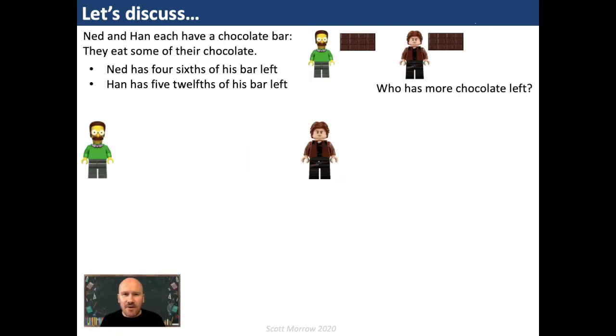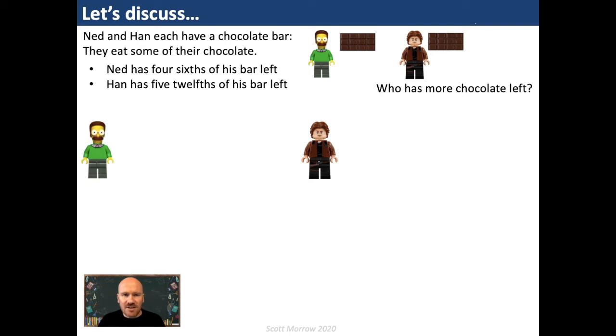Let's discuss that third problem. Ned and Han each have a bar of chocolate. They eat some of their chocolate, and Ned has 4/6 of his bar left. Han has 5/12 of his bar left. Who has more chocolate left?